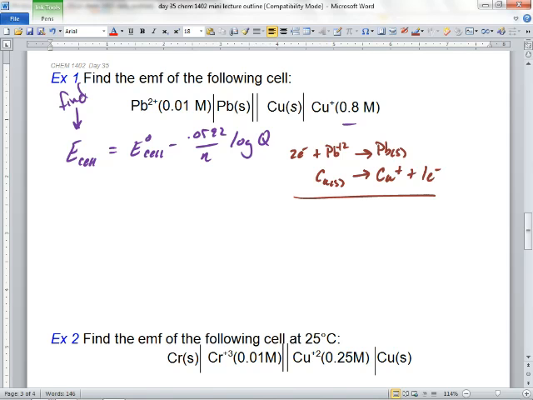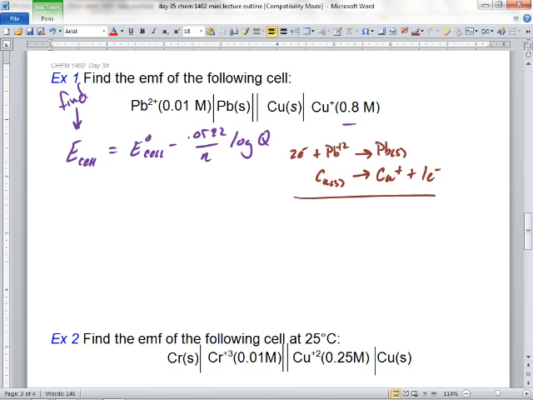Even if this adds up to be a negative number, the cell notation tells you what has to be the cathode, what has to be the anode, what the reactants, what the products are. You have to follow that. Okay, yeah, it's messed up. So this is the one you want to have. Okay, so we need those E0 numbers.